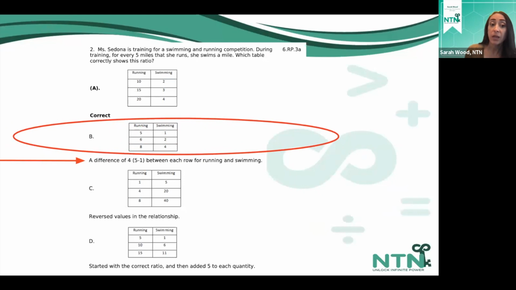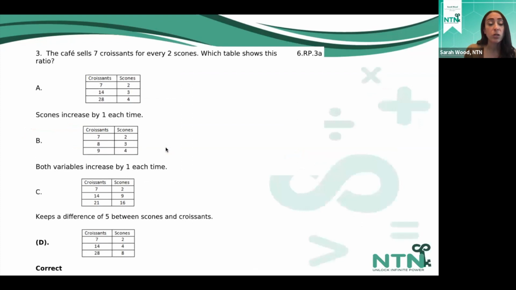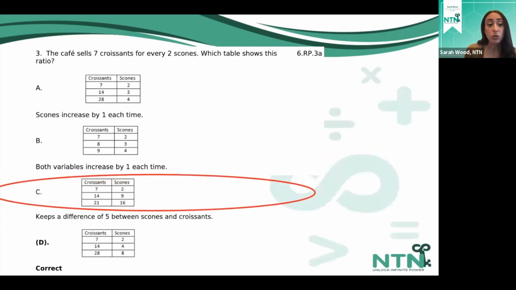The students may have fallen into in order to select that distractor. So the students may have chosen answer choice B because they were looking for a pattern. They were looking for a difference between these 2 columns within the table. So 5 minus 1 is 4, 6 minus 2 is 4, 8 minus 4 is 4. And then if we were to look at question number 3, all of the students chose distractor answer choice C. And again, with that question, they're looking for that common pattern, that difference between the scones and the croissants. So 7 minus 2 is 5, 14 minus 9 is 5, 21 minus 16 is 5.